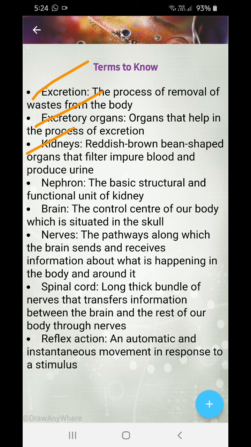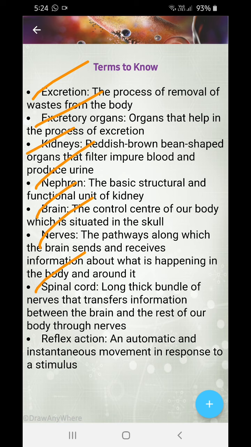Nephron, basic structure and functional unit of the kidney. Like the cell is the basic structure and functional unit of our body, similarly, nephron is the basic structural and functional unit of our kidney. Next, brain, the control center of our body, which is situated in the skull. The nerves, the pathways along which the brain sends and receives information about what is happening in the body and around it, and accordingly instructs.